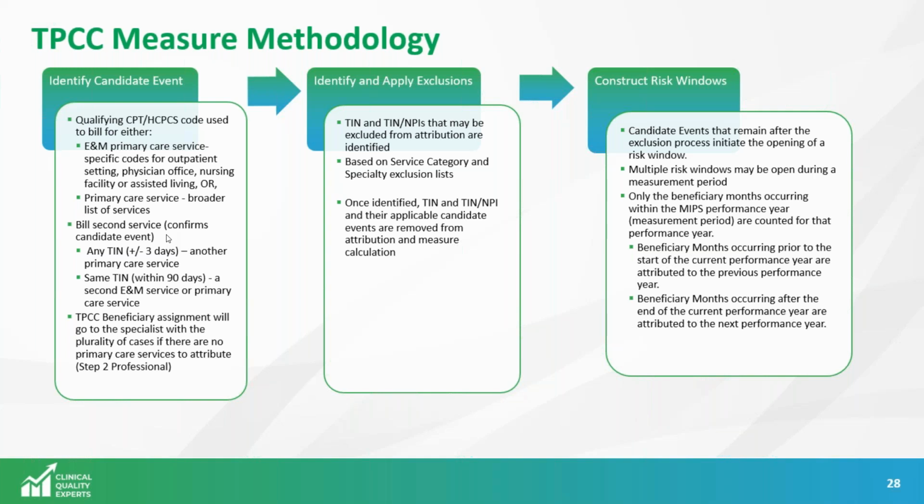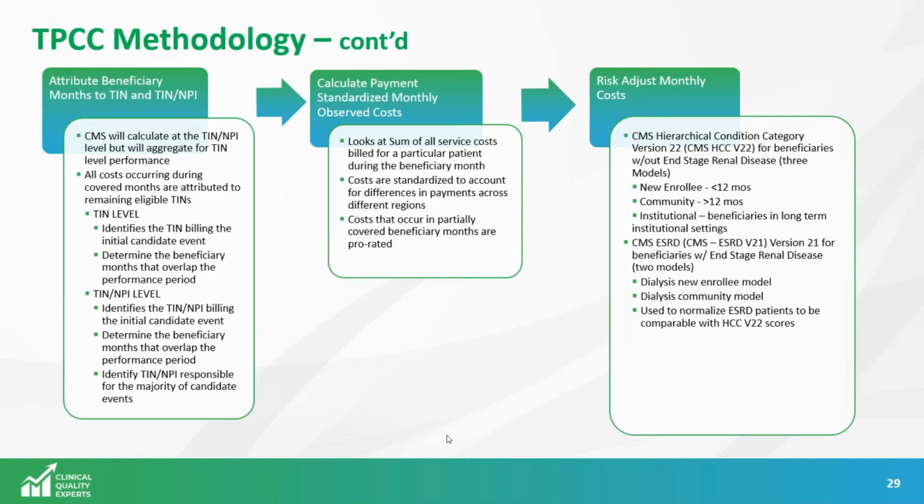All right, the second part is where we identify and apply exclusions, and then the risk windows are constructed. Moving on, we attribute the beneficiary months to the TIN and the TIN NPI level. We calculate the payment standardized monthly observed costs, and then finally the risk adjusted monthly costs.